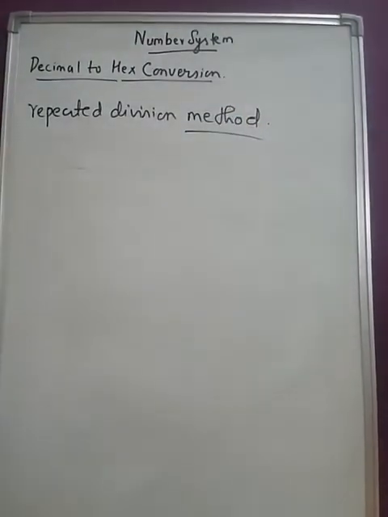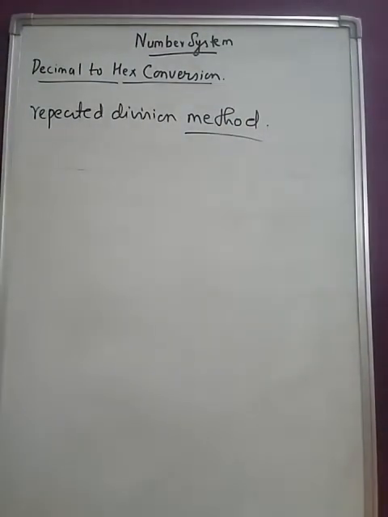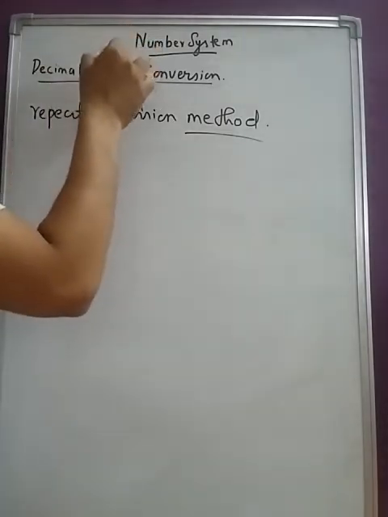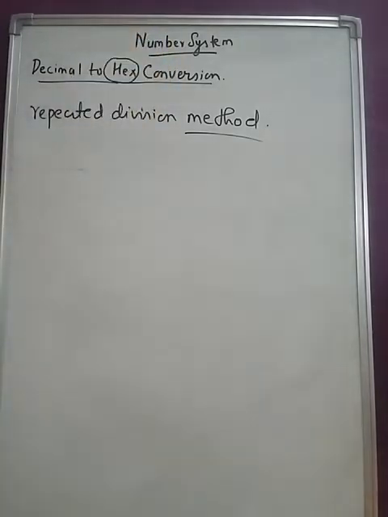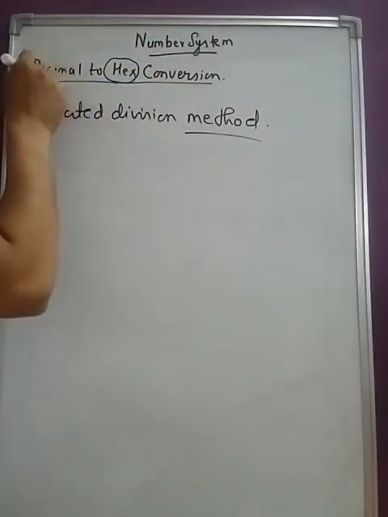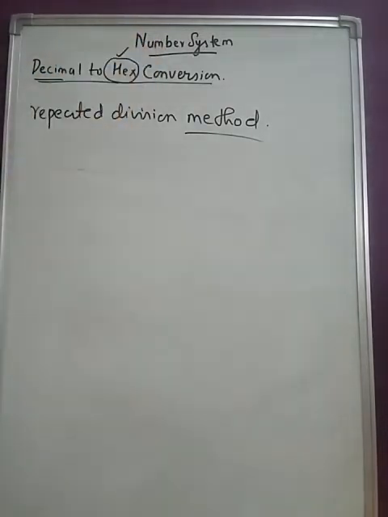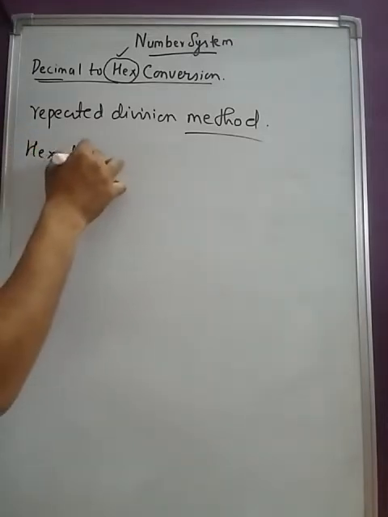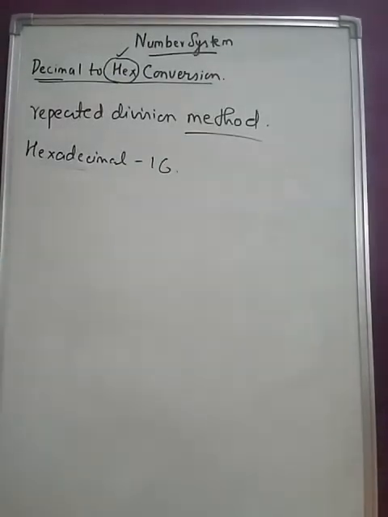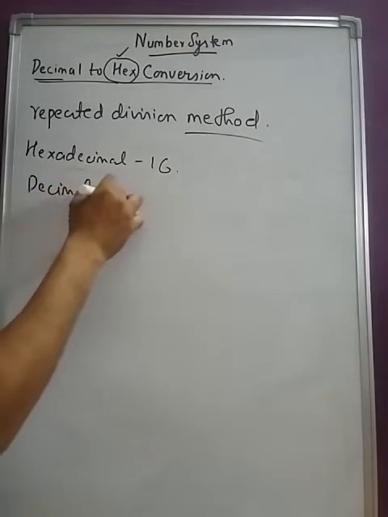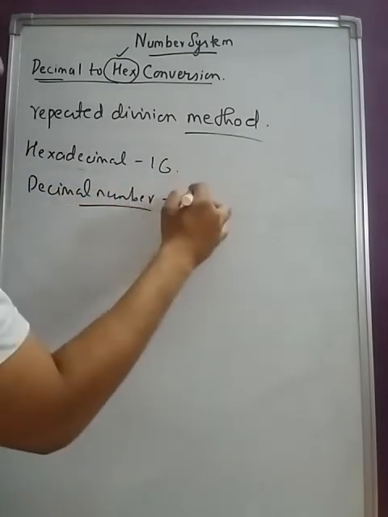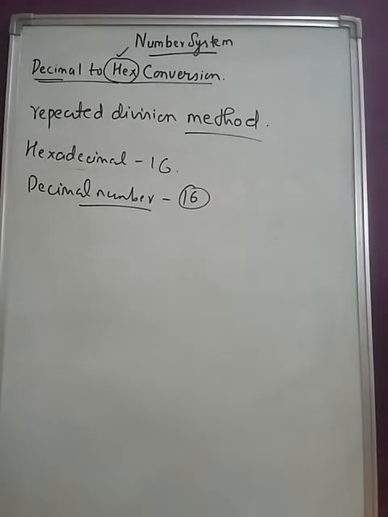As I have already told you, in the repeated division method, you divide the decimal number by the base of the number system into which you have to convert. Here we have to convert into the hexadecimal number system, so the base is 16. Whenever you are provided with a decimal number, you have to divide it by 16 in order to convert it into the hexadecimal equivalent.